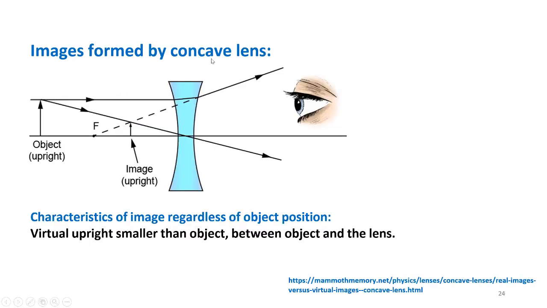Then in the concave lens, if I want to get an image that is upright but diminished, I have to put the object far from the focal length, and I'll get an image that is in between the focal length of the mirror or the lens. So that is about the lenses.